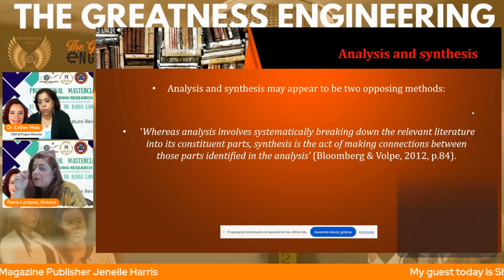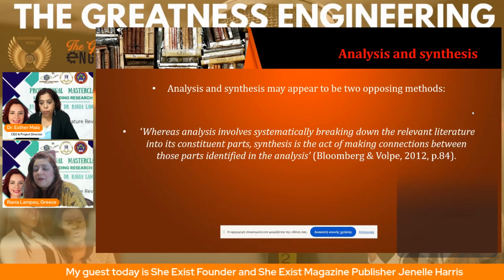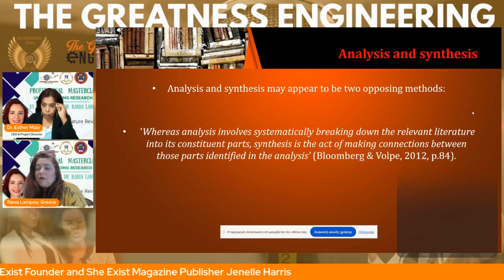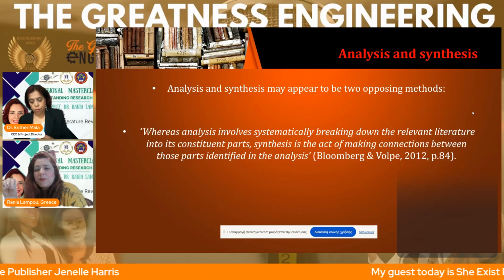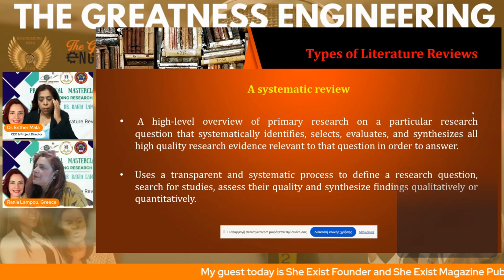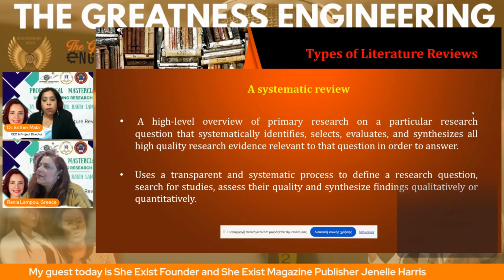Analysis and synthesis may appear to be two opposing methods, but when we talk about literature review, analysis involves systematically breaking down the relevant literature into its constituent parts. On the other hand, synthesis is the act of making connections between those parts identified in the analysis. Systematic review, some types of literature reviews, there are several commonly used formats for literature reviews.